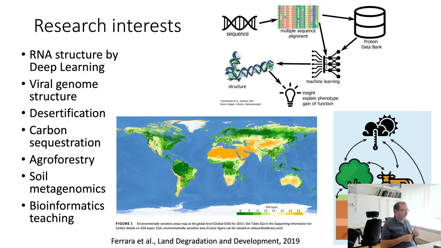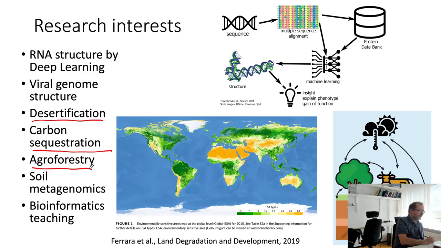And then on the more agricultural side, I have lots of interests that I'm basically just getting started on. I'm very interested in desertification and carbon sequestration, for climate remediation, and how we do it, for example, agroforestry techniques. I'm interested in soil metagenomics. I'm especially interested in what soil metagenomics can tell us about carbon sequestration. Can we determine how much carbon is being sequestered, and in what way, using metagenomics? And lastly, I have a number of bioinformatics teaching interests, and I'll tell you about the courses that we have coming up in the section.